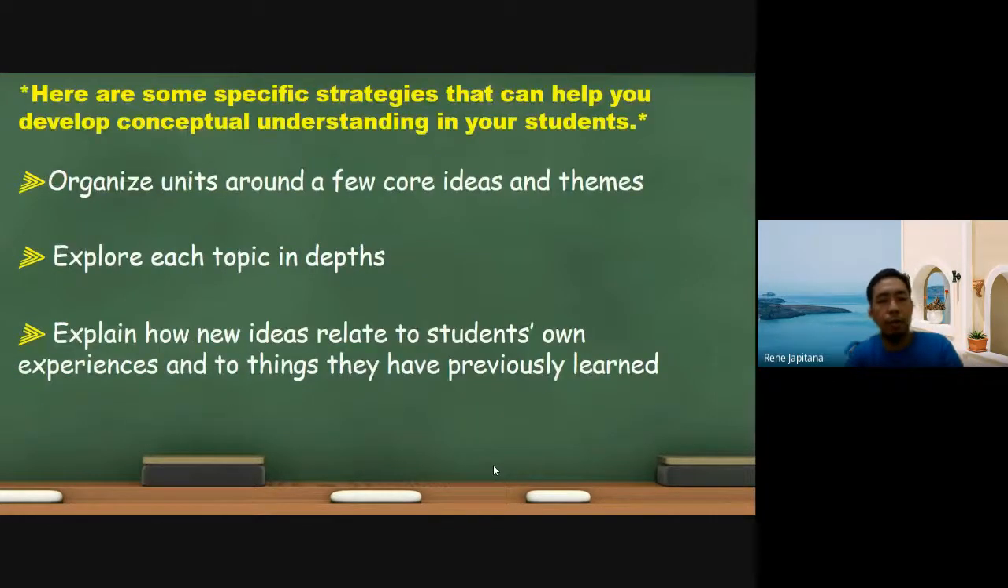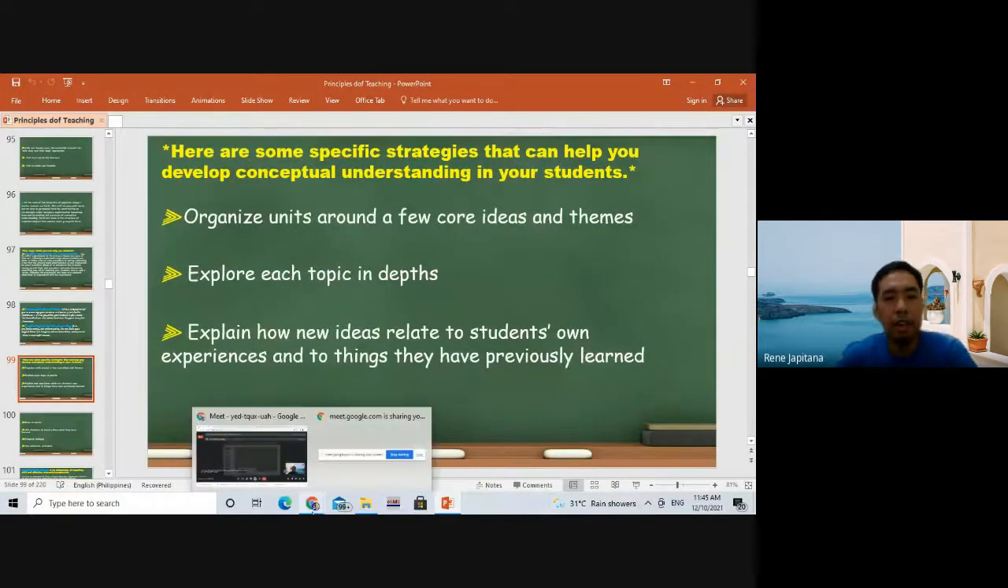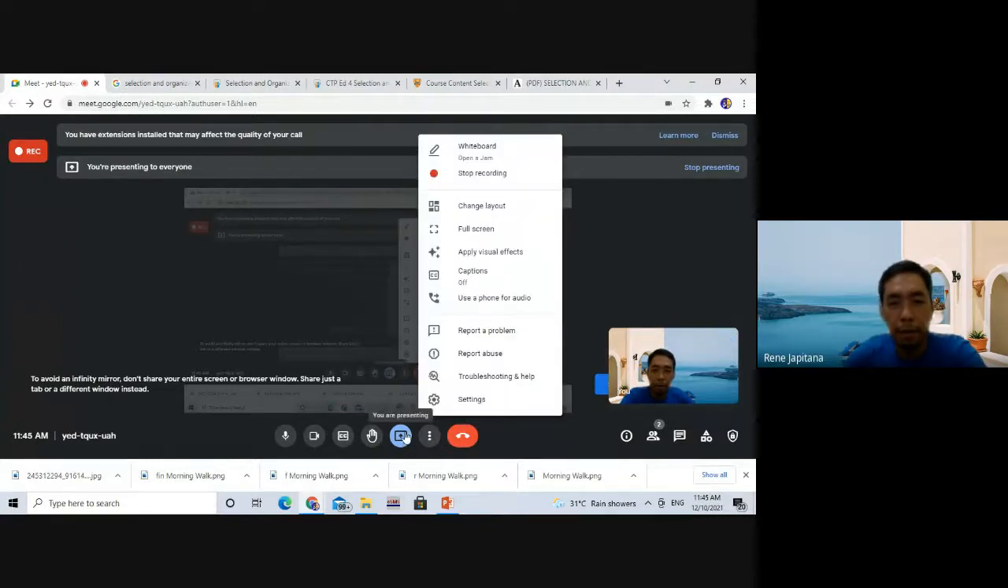Before we proceed, these are the things that we discussed in the selection of the content and organization. I hope that you have learned something for this day. That discussion is really all about the selection and organization of content. We have discussed several facts and several guiding principles. I know that your mind is already loaded with these guiding principles.